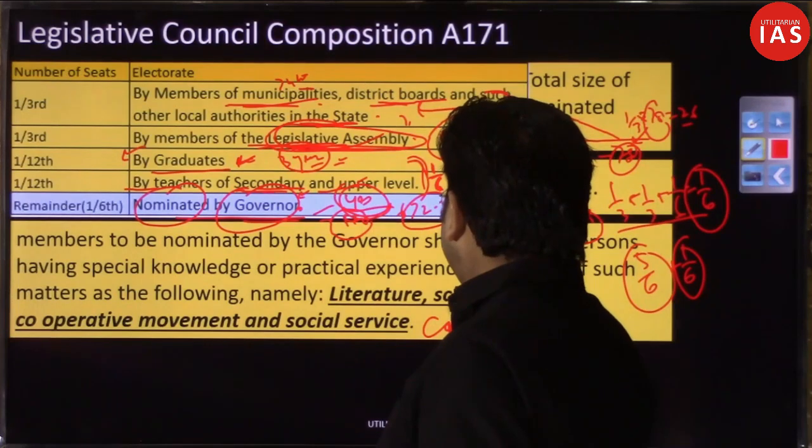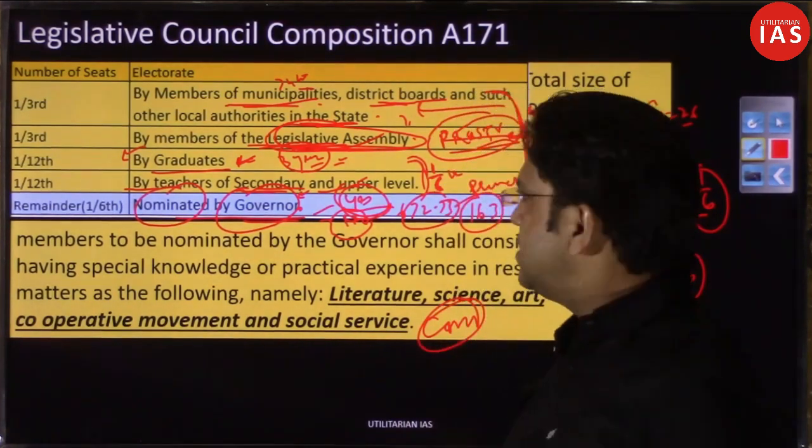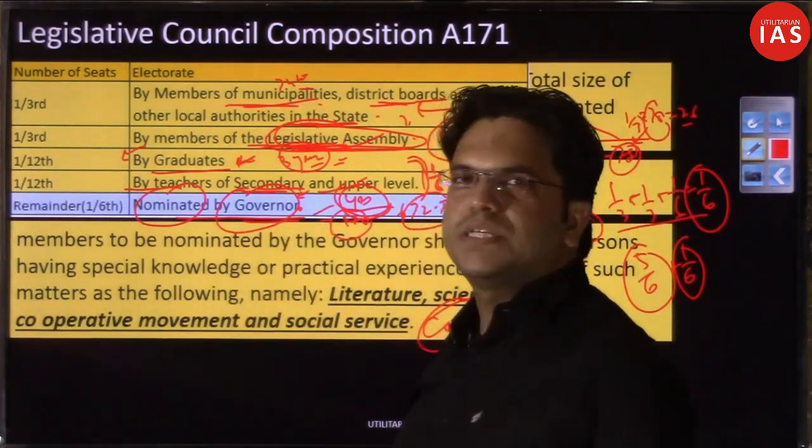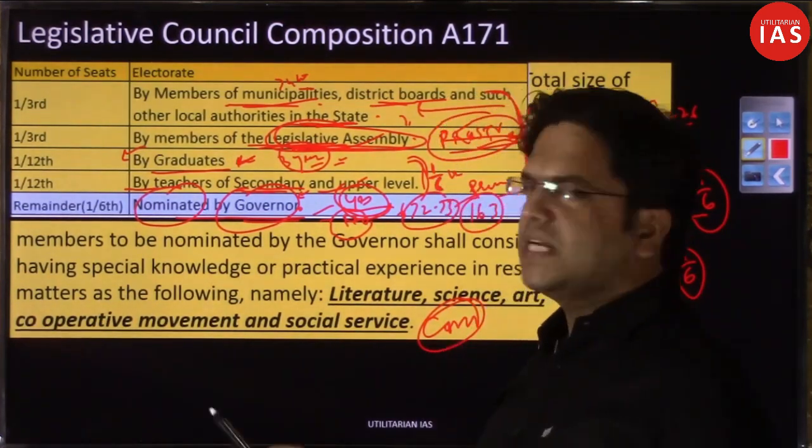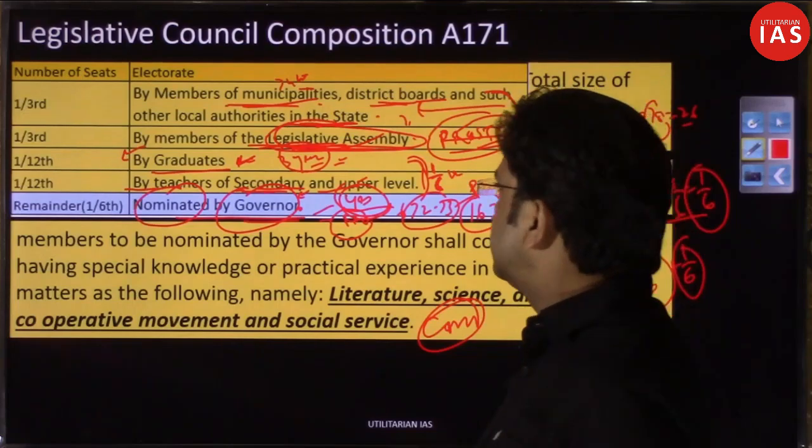But there have been times when the governor has not abided by the suggestions of the chief minister or council of ministers. They have deviated and taken independent decisions while nominating members into the legislative council as well. So we'll have a discussion on that as well. There is one separate slide reserved for that discussion.